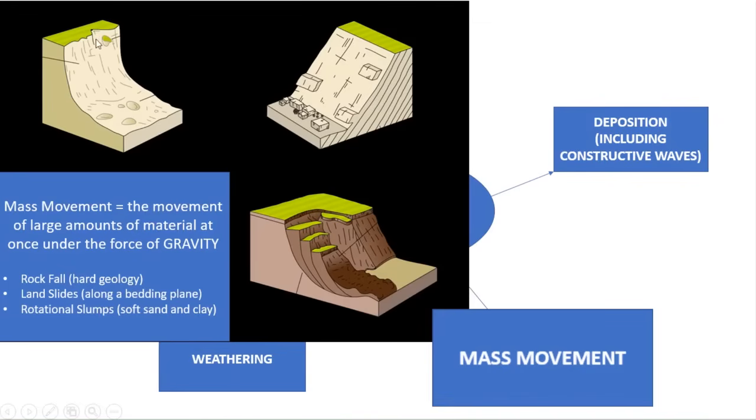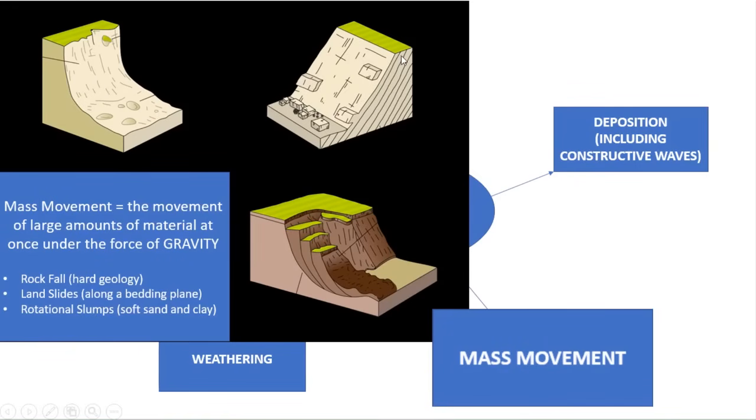So rockfalls are one example, where you find hard geologies where freeze thaw is happening up here, or maybe even root penetration at the top. Eventually the weathered material will just succumb to the force of gravity and fall. And if you get big piles of it clustering at the bottom, that's called a scree slope. Landslides are similar to rockfall.